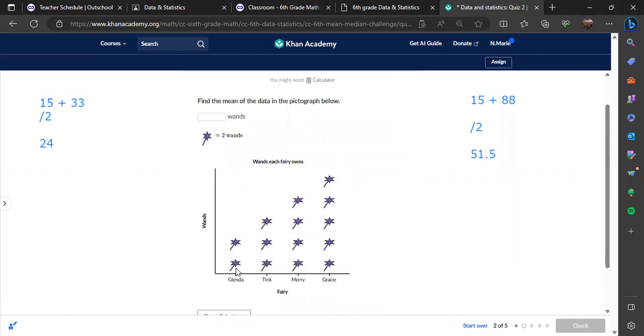Find the mean of the data. Okay, so each one is 2 for every little thing you see. So 2, 4, 6, 8, 10, 12, 14, 16, 18, 20, 22, 24, 26. So there are 26 wands.